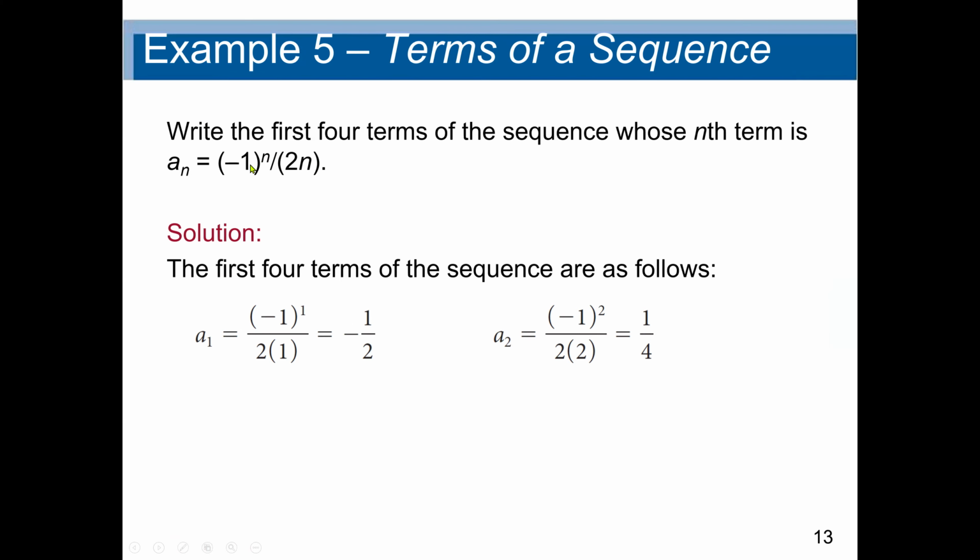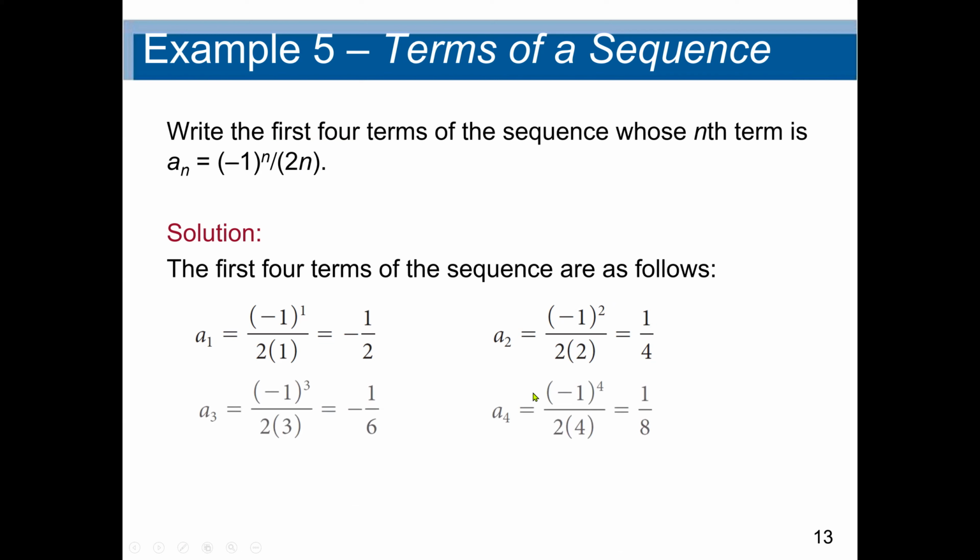Now, if I'm looking for A2, it will be -1 to the power 2 divided by 2 times 2, because n is 2. And we know that if we have a negative value and the exponent of the negative value is an even number, then the answer will be positive. So -1 squared will give me +1. Then 2 times 2 is 4.